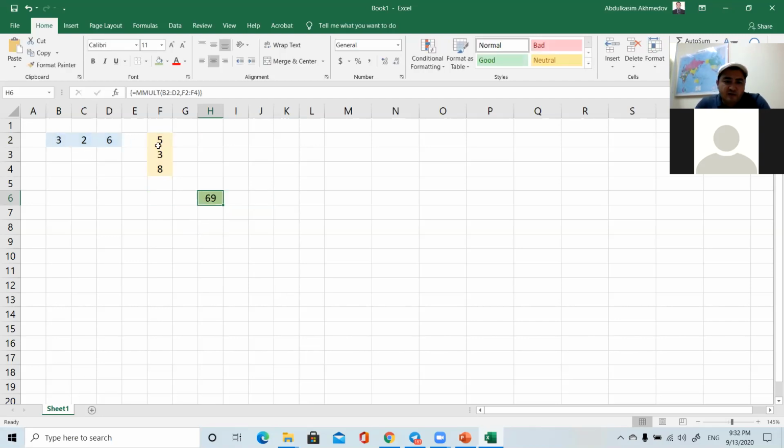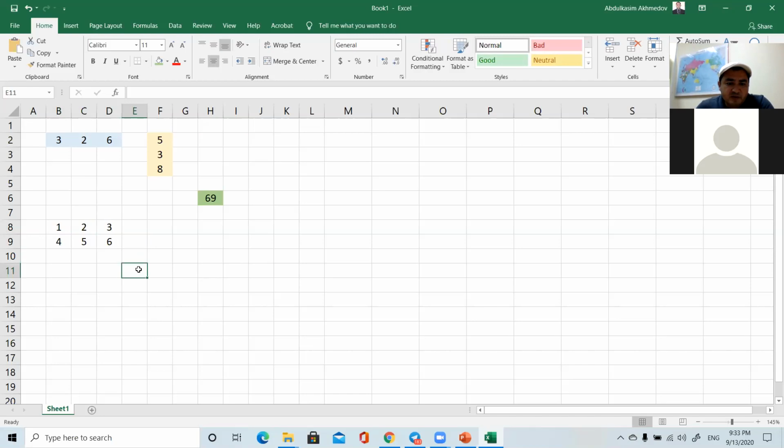So here's 3 times 5, 15, plus 2 times 3, 6, 21, 6 times 8 is 48, and the sum is 69. So how about if I want to multiply, for example, a 2 by 3 matrix by a 3 by 2 matrix? Let's say here we have 1, 2, 3, 4, 5, 6. This one is a 2 by 3 matrix.